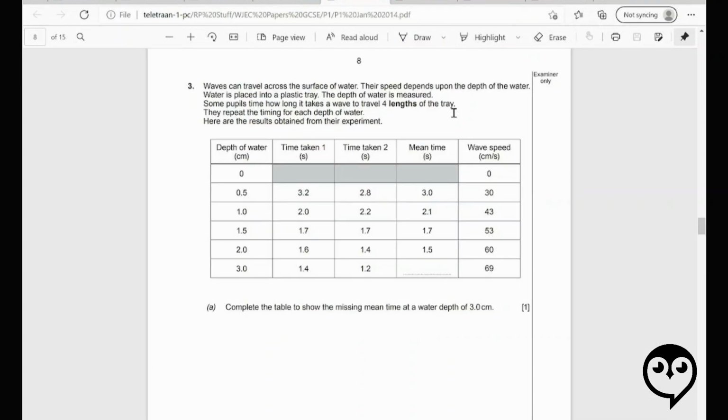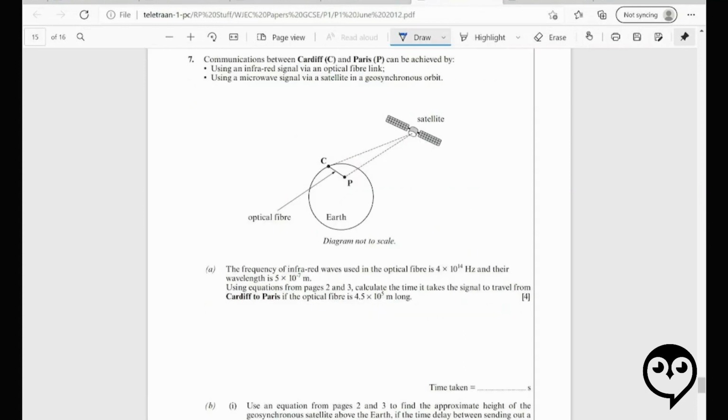Okay, another question about the water waves. This is more of an experimental type one here. All right, and WJEC fans, this is what we've been waiting for. I mentioned this in the astronomy video also, but I know that they are big in the waves unit to compare a geosynchronous satellite orbit with a fiber optic link. This is from June 2012, paper 1.